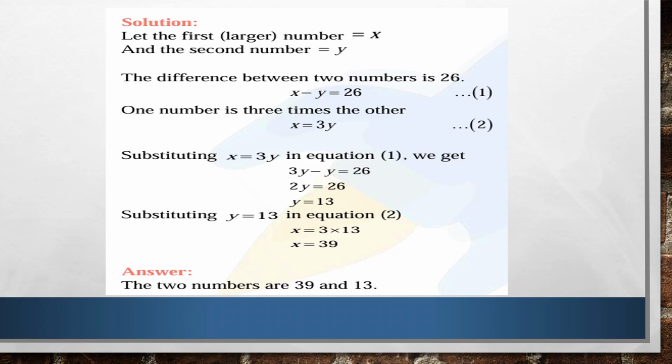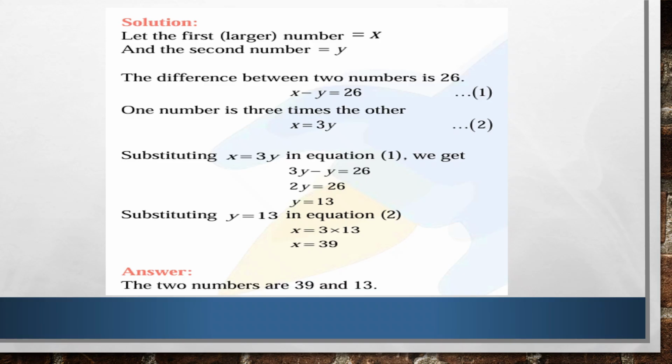other, find them. So we can take the first number as x and the second number as y. Here the difference between two numbers is given as 26 in question number 1, on page number 33, which you can refer to in your NCERT textbook. And one number is 3 times the other means I can write x is equal to 3y.